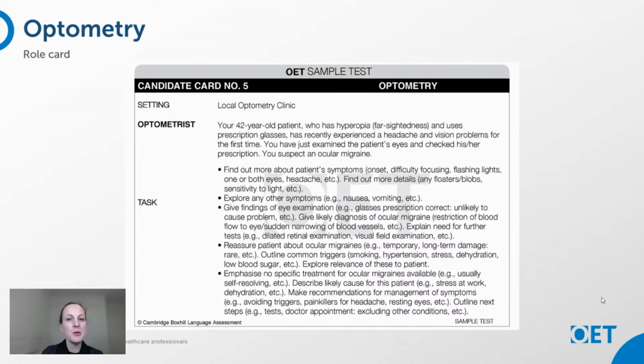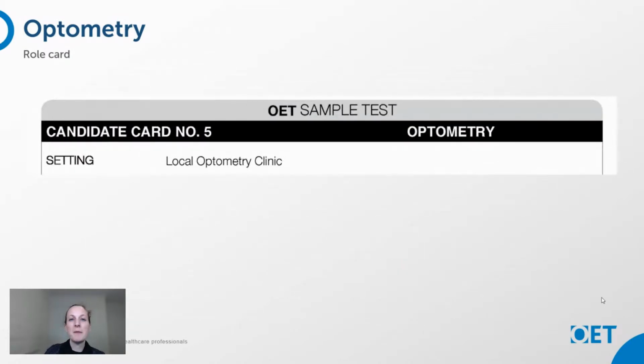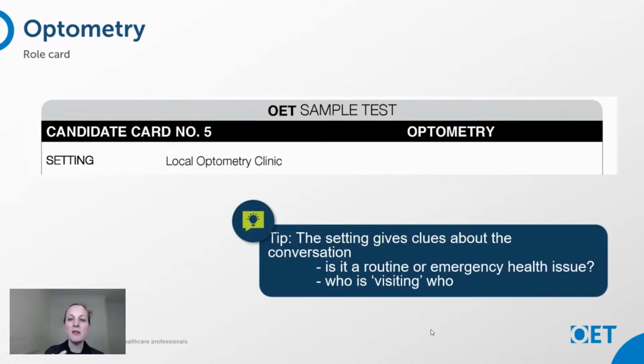So let's talk through this card as an example and a reminder of what you should be doing during your 3 minutes preparation time. So first of all, you need to focus on the setting of the card, and it is most common for optometry settings to be an optometry clinic, but it could also be possible for the setting to be in a hospital or an aged care setting, and you should certainly be prepared for both routine and emergency or urgent situations.